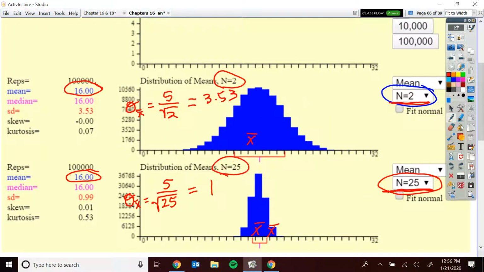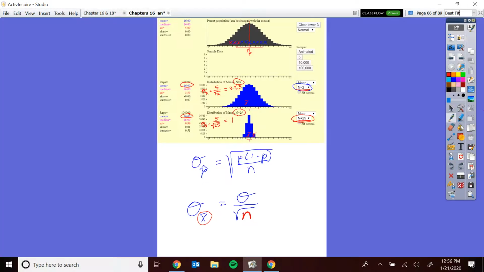Okay, so real quickly, let's see who's going to tell somebody something. Evens, tell the odds. Which of these things is population versus sampling distribution? Go.